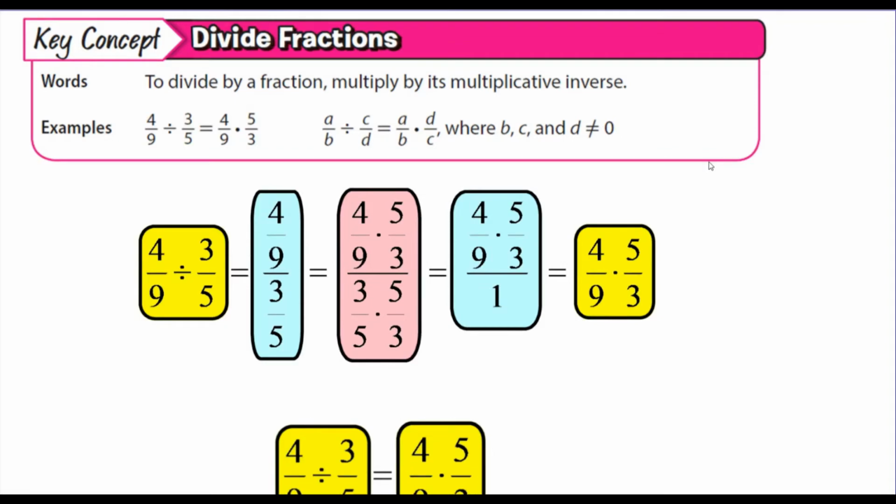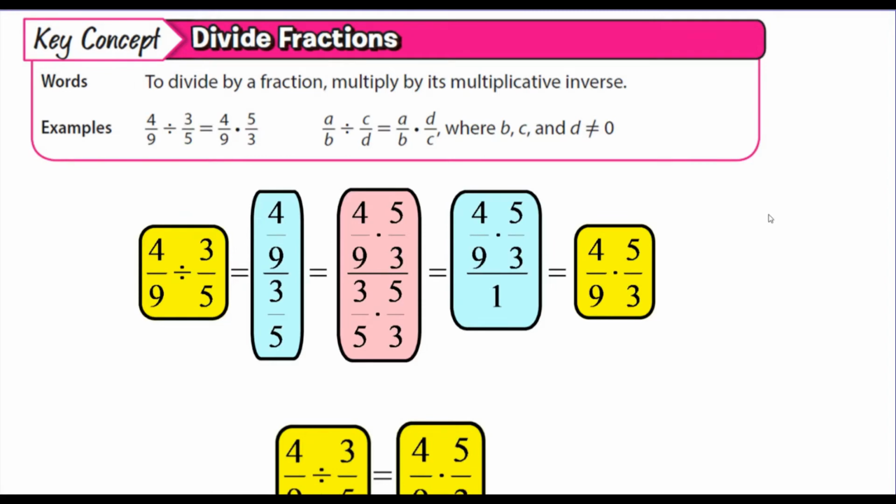Kind of like when we were adding and subtracting integers. We didn't really subtract integers, we added the opposite. Well, this is a very similar concept. We're not going to divide the fractions. We're going to multiply by the second fraction's multiplicative inverse, or its reciprocal. And I've got a proof of that down below. It looks kind of confusing here, but bear with me. I'll explain why this works.